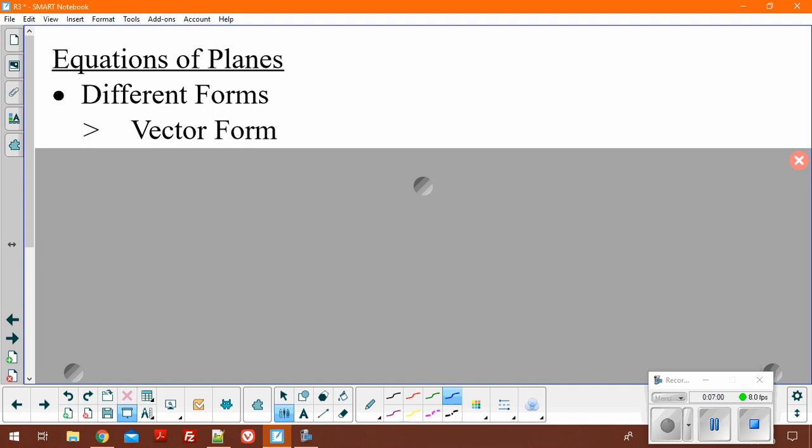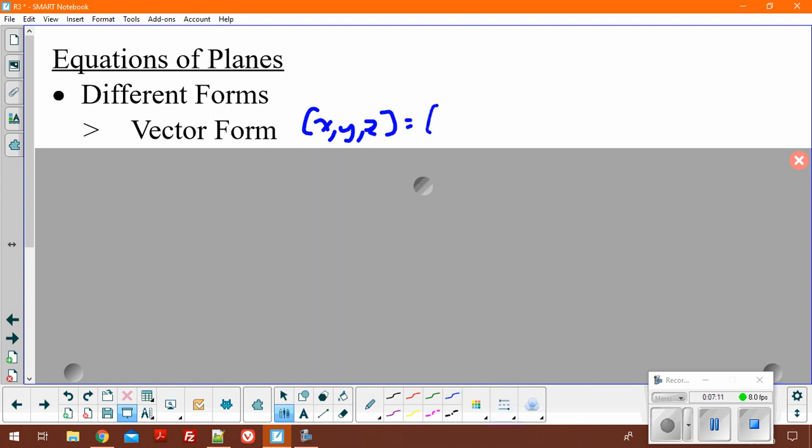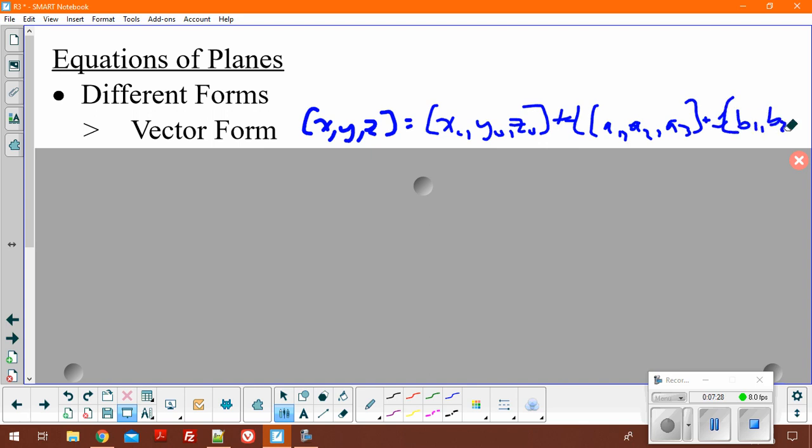We learned the vector form, which looks like (x, y, z) equals. Again, we have some point (x0, y0, z0). Then we have two direction vectors: t(a1, a2, a3) plus s(b1, b2, b3).